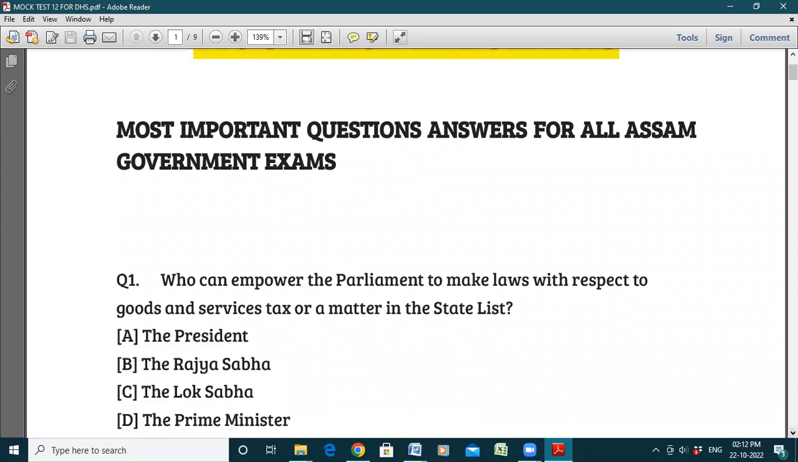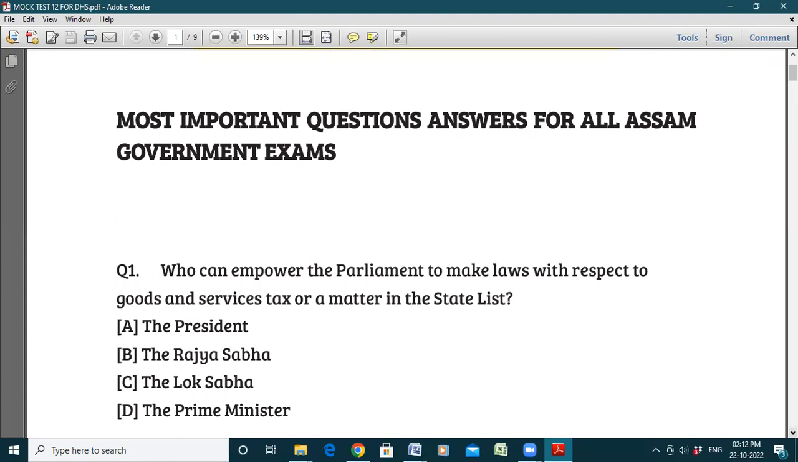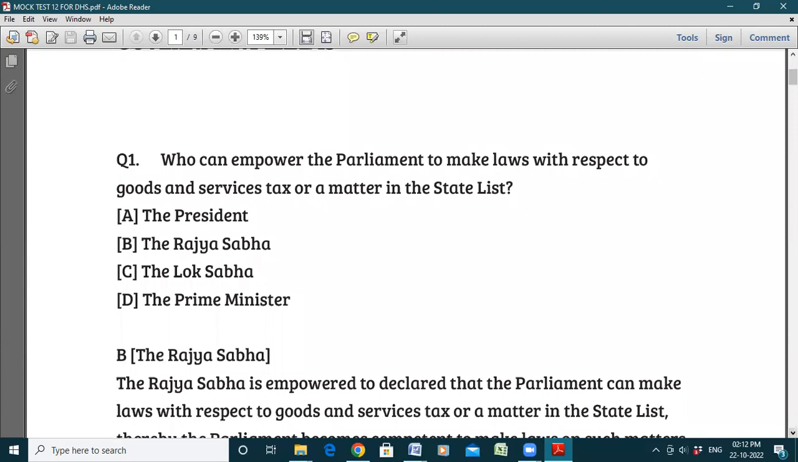So who can empower the Parliament to make laws with respect to goods and services tax, GST? Whatever matter is in the state list, right? We know that we have three separate lists: union list, state list, and concurrent list. Now here we are talking about the state list. So if you go through the options, the correct answer will be Rajya Sabha. That is option B is the correct answer.